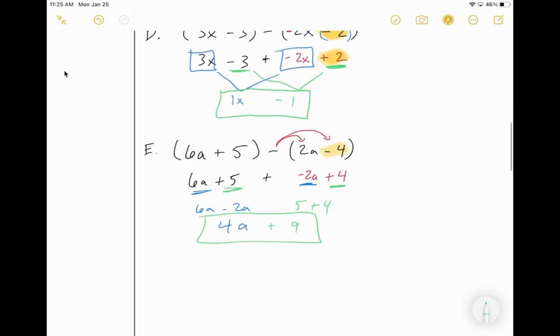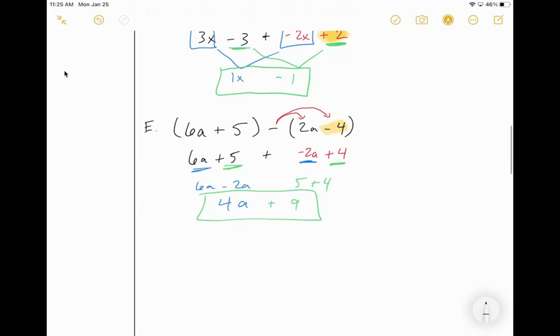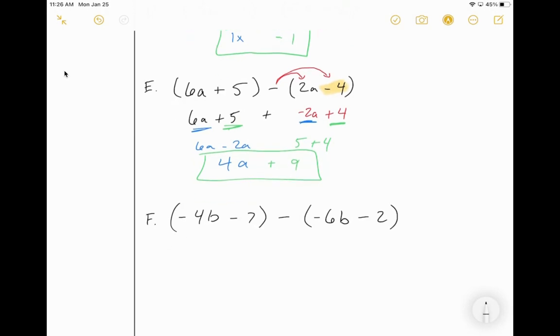All right, so here we go. Let's try one more. I think you guys are getting there, okay? I really do. All right, here we go. Let's make it a little bit harder. Negative 4b minus 7 minus, okay. This one will be extra hard. Let's try one that's really hard here. Okay, this one's real hard. If you get this one, then you got it.